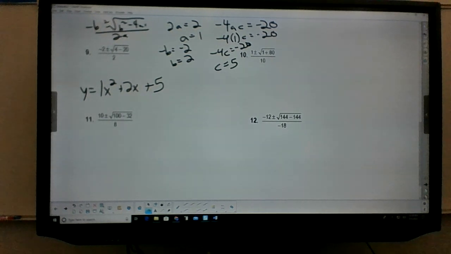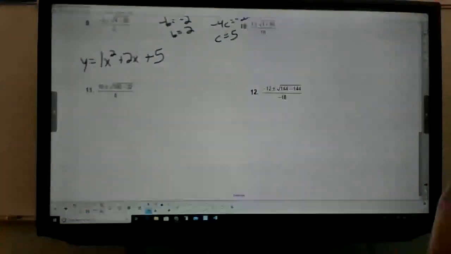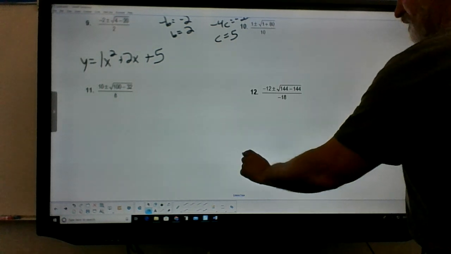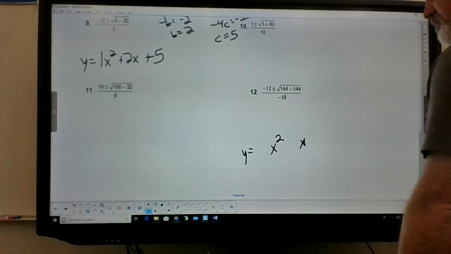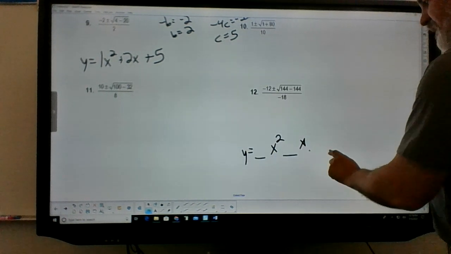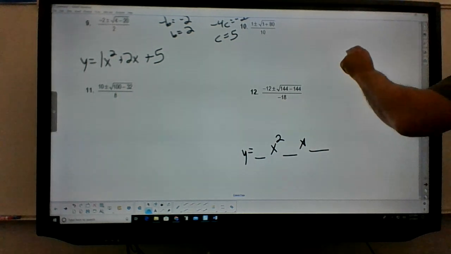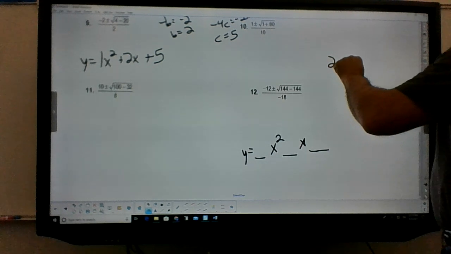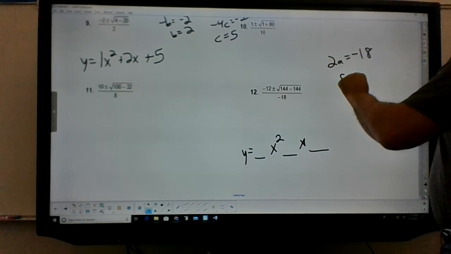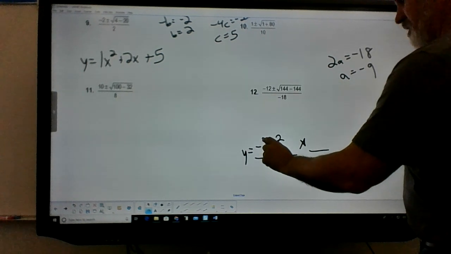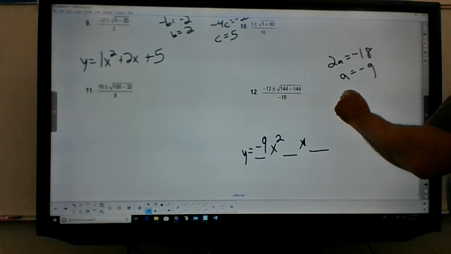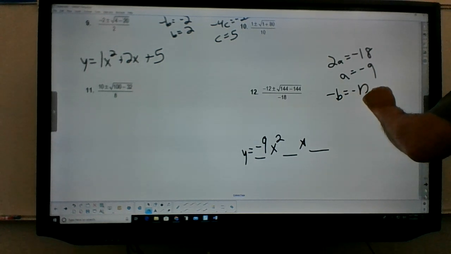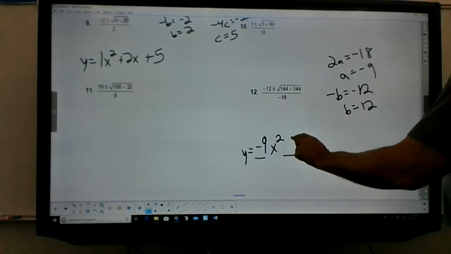Let's try another. Let's get crazy and try number 12 down here. So again, we are really trying to find what our a, b, and c terms are. So we're trying to find this, this, and this. Again, 2a, bottom, equals negative 18. a equals negative 9. I know that parabola opens down because I have a negative a value. Negative b equals negative 12, so b equals positive 12.